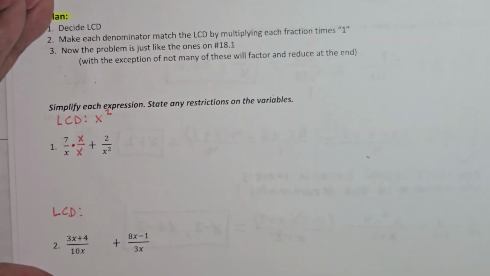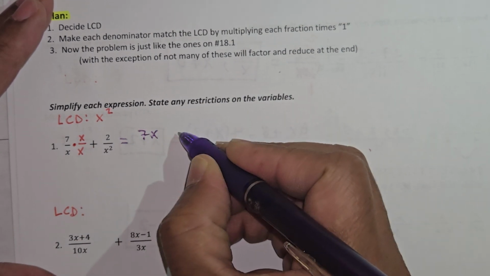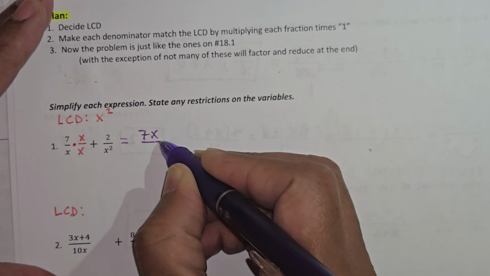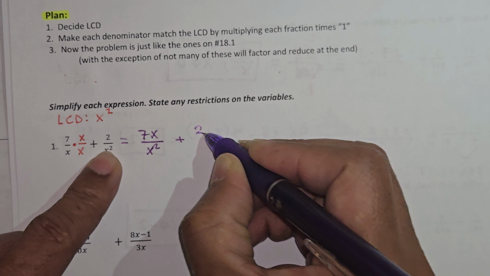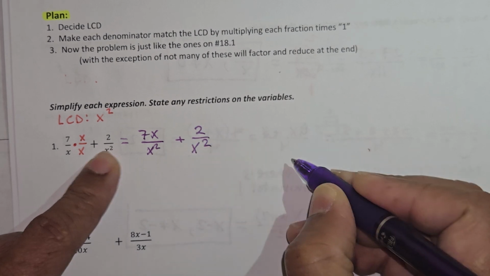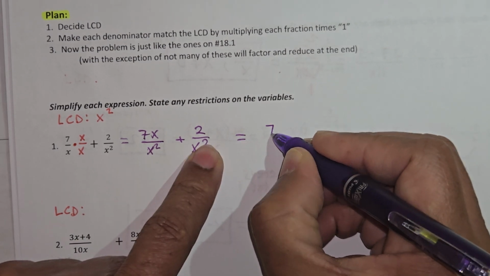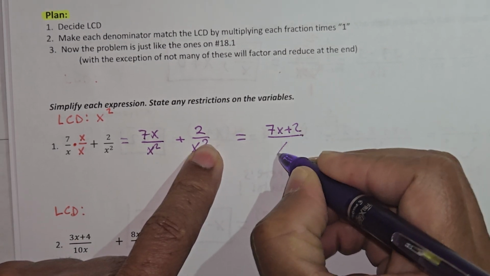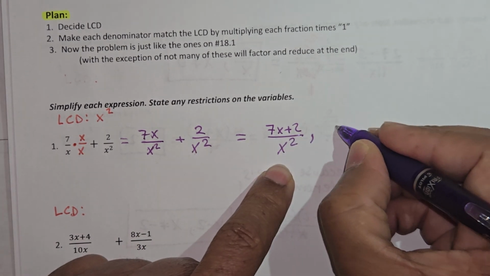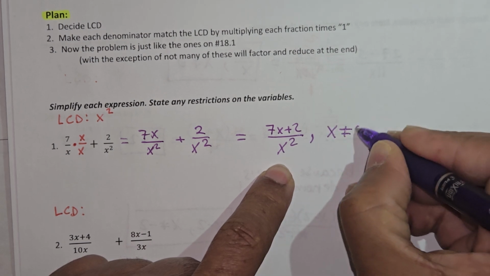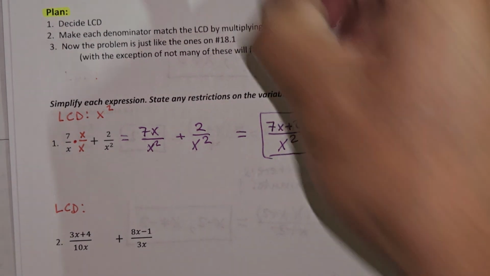So then we have 7 times x is 7x, and this will be over x squared, plus we didn't have to do anything to this rational expression, so 2 over x squared. Since they have the same denominator, we can just combine the numerators. So the numerator is 7x plus 2 over x squared. Don't forget, we have a variable in the denominator, so state the restriction on x. In this case, x cannot be equal to 0 because that will make this problem undefined.